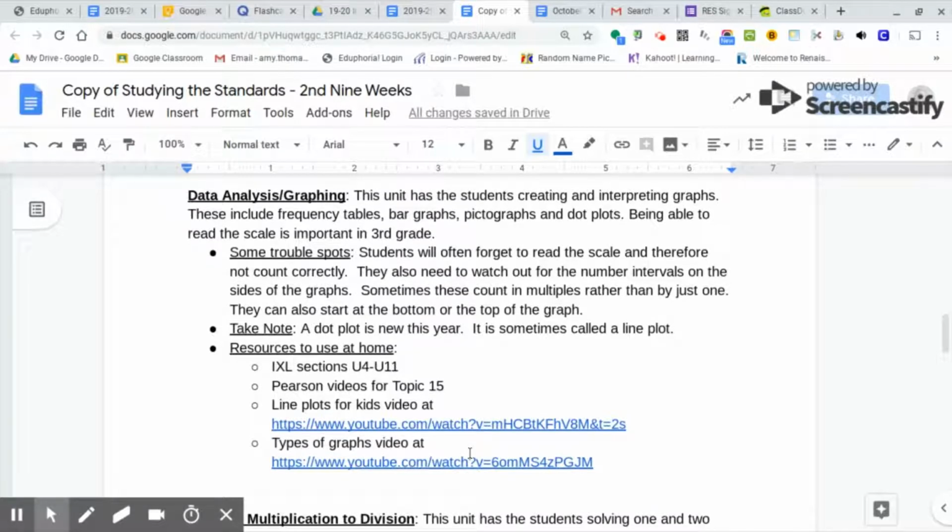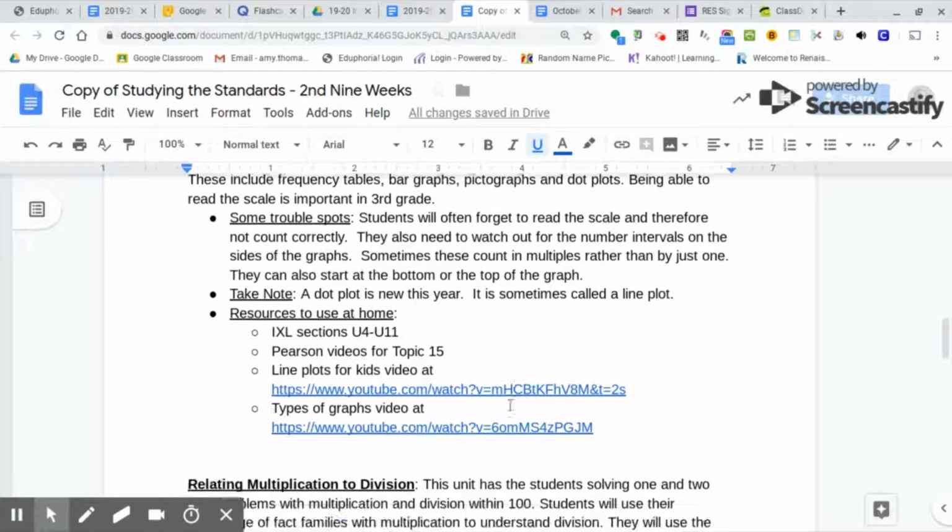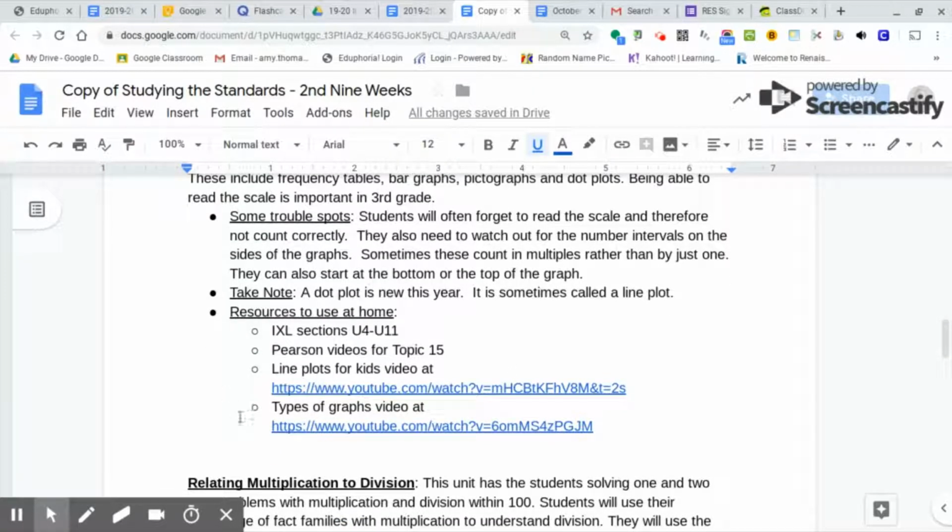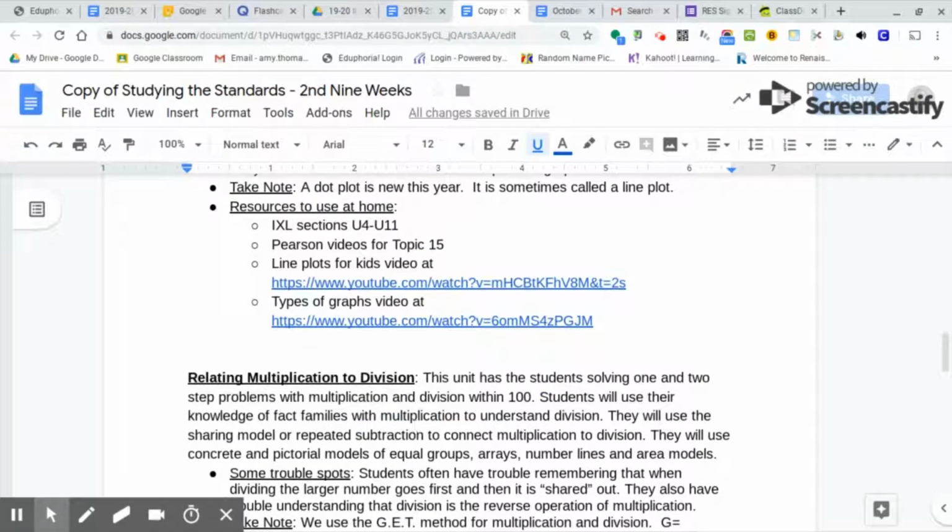Dot plot is new this year, and it's sometimes called a line plot. And then right here are some resources that you can use at home: iExcel, the sections U4 through U11, Pearson videos for topic 15, and then here is a link for line plots and types of graphs video.